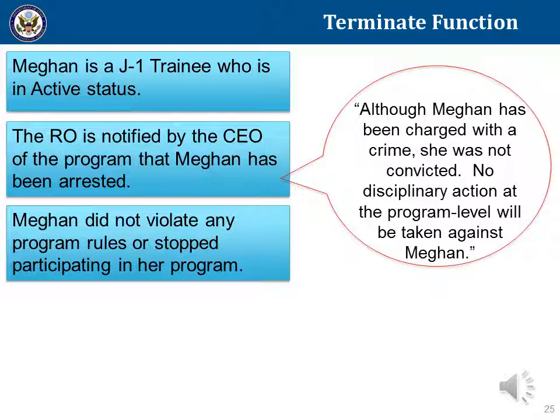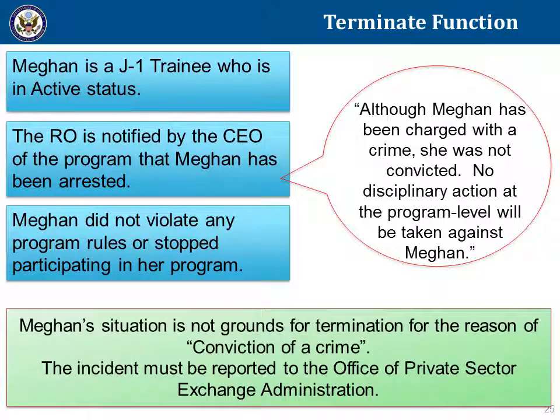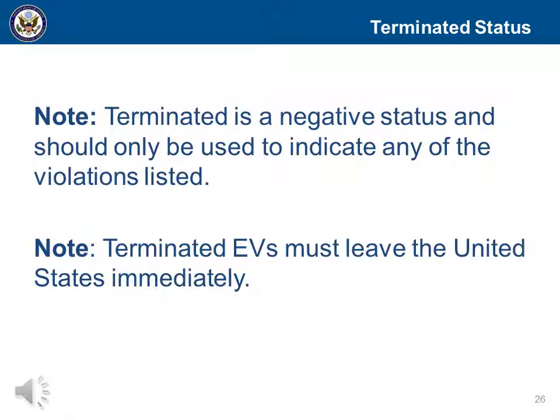Individuals convicted of a crime are required to be terminated. However, Megan was not convicted, so she should not be terminated for the reason of conviction of a crime. Megan's sponsor official must report Megan's arrest as an incident to the Office of Private Sector Exchange Administration. Terminated is a negative status and should only be used to indicate any of the violations listed. If terminated, exchange visitors must leave the United States immediately.